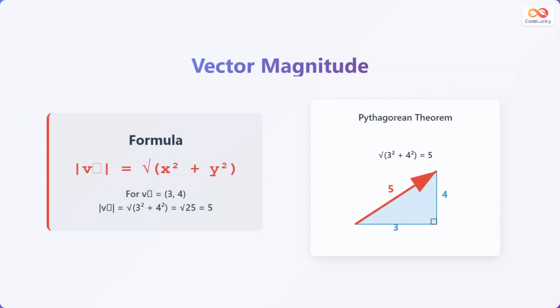The magnitude of a vector is its length. It is a scalar quantity. We calculate it using the Pythagorean theorem. The formula for the magnitude of a vector v, denoted as |v|, is the square root of x squared plus y squared. For example, if v equals (3, 4), then the magnitude of v equals the square root of 3 squared plus 4 squared, which simplifies to the square root of 25, and that gives us a magnitude of 5.